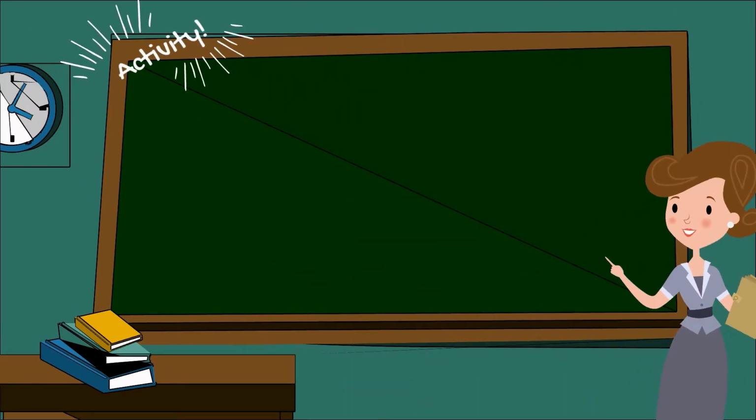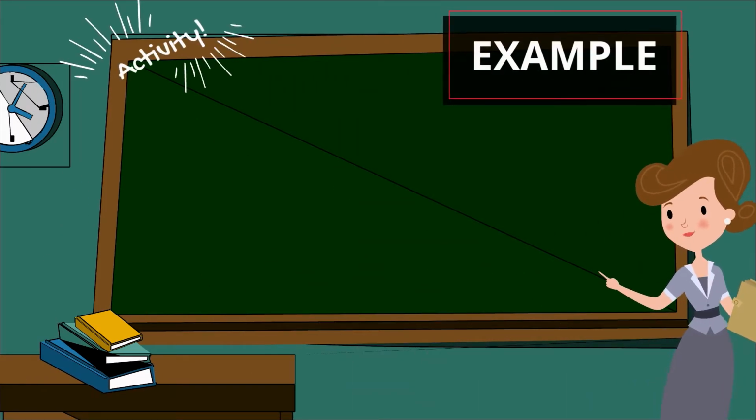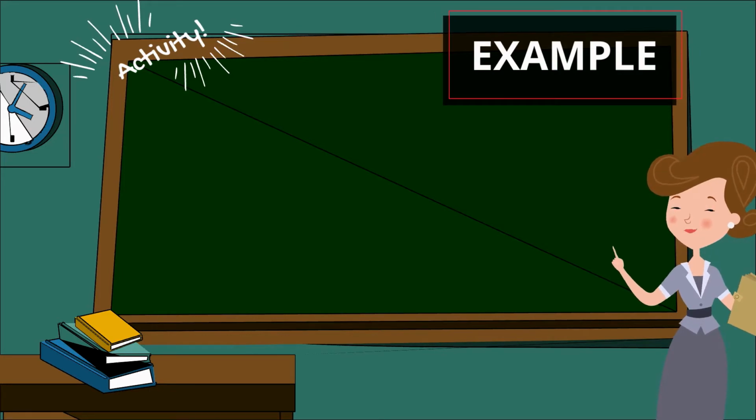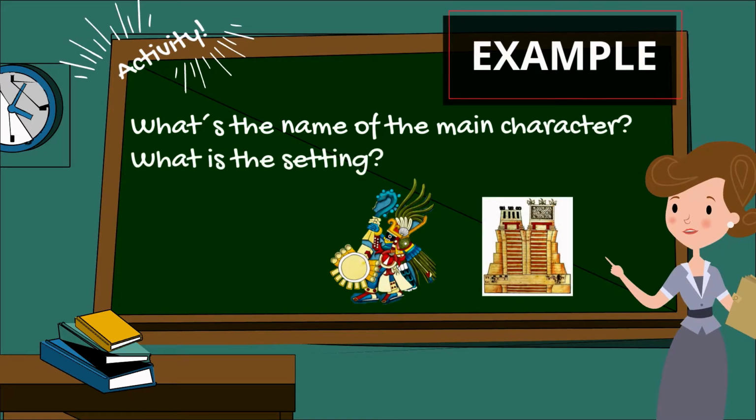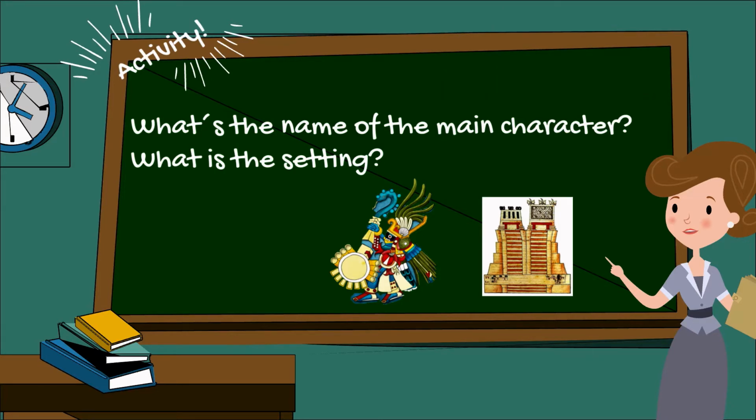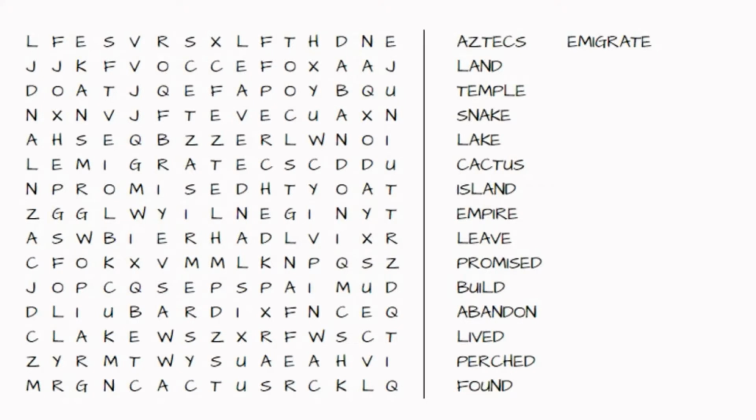Take out your notebook, write, and answer the following questions. What's the name of the main character? What is the setting of the story? And write 3 sentences. 1 sentence to describe the introduction, development, and conclusion. Use this activity to find as many words as you can. Then you will be ready to create your sentences.